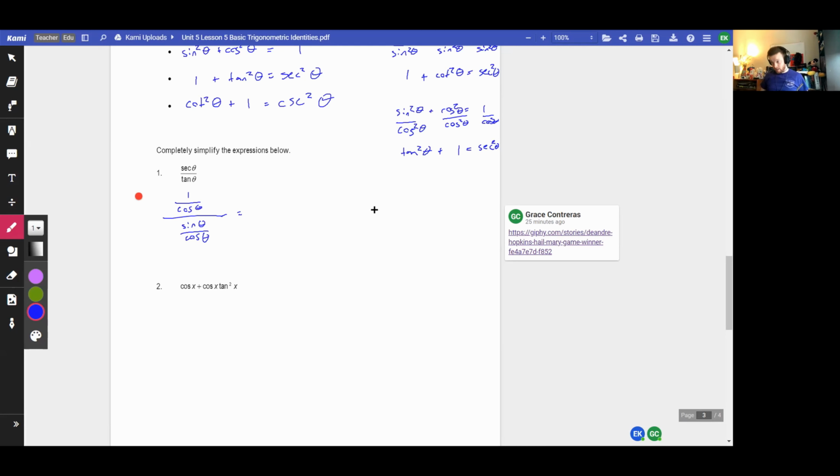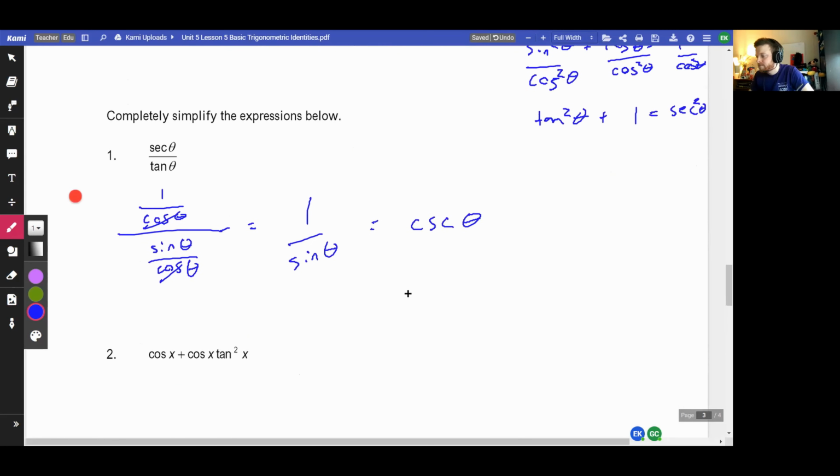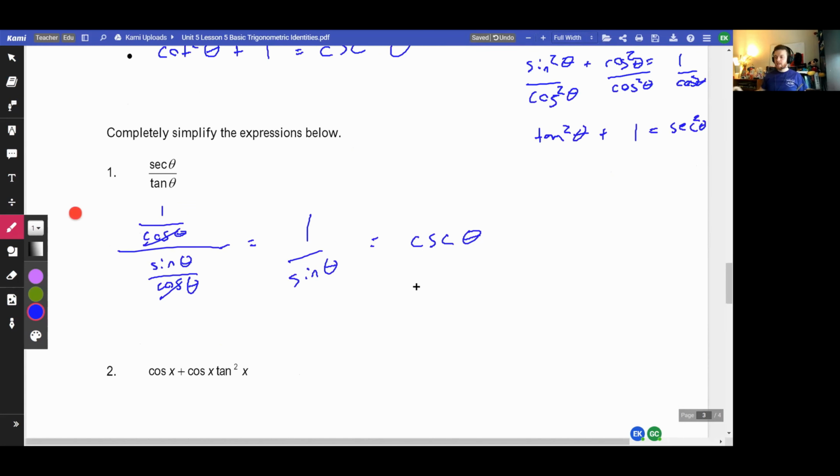What does this end up being now that we've done that? That's just going to be 1 over sine, which I think we can get even simpler. Cosecant. Can you full width that, Mr. Kirk? Thank you. Full width. Oh, that resolution is a little bit blurry.